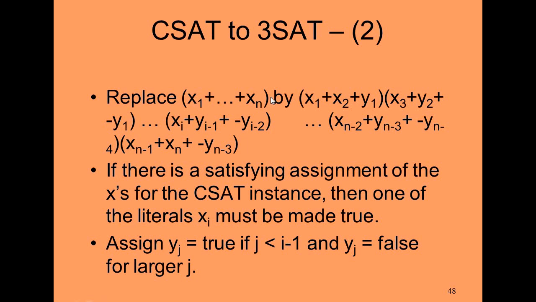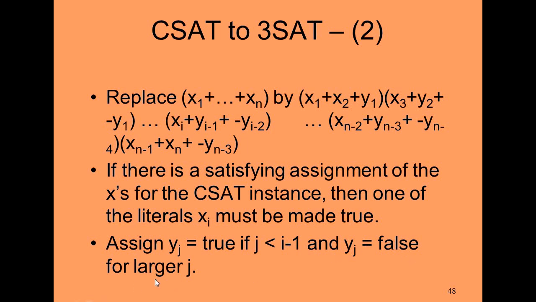Suppose the expression is x1 to xn. You are introducing y1, y2, up to yn minus 3 with this special kind of property: when you keep y1 true, in the next clause it is negated and you have introduced one more variable, that is y2. So if there is a satisfying assignment of the x's for the CNF-SAT instance, then one of the literals xi must be made true. Assign yj equal to true if j is less than i minus 1, and yj equal to false for larger j.